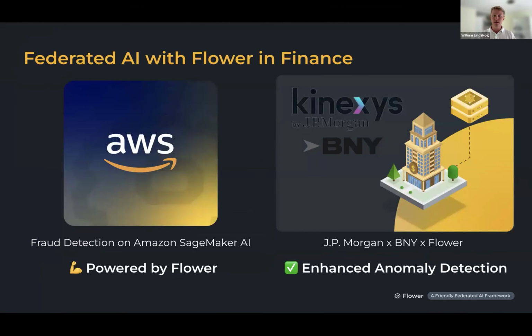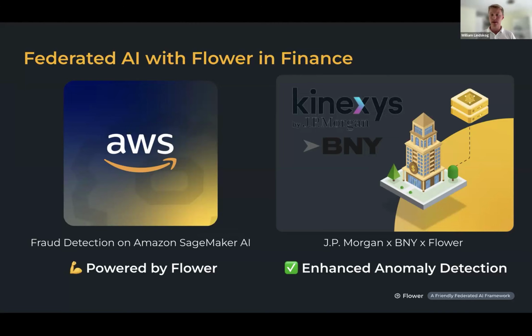Then I wanted to highlight some recent ones that sprung up from finance. We actually had researchers at AWS working on fraud detection, and it was powered by Flower. It's a really cool integration together with Amazon SageMaker AI. You can find a whole blog article online on this. But this is just one way of using Flower in, for example, fraud detection. It's a big use case in the finance industry, and federated learning could really help there.